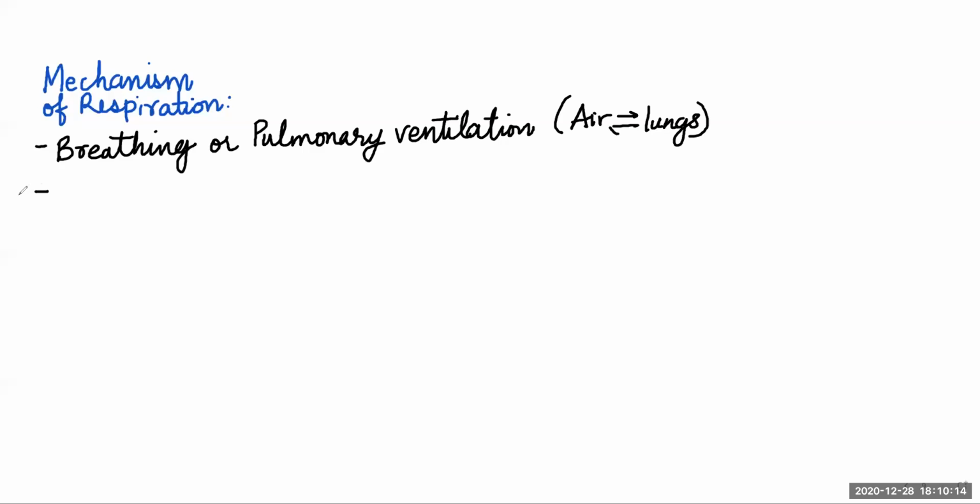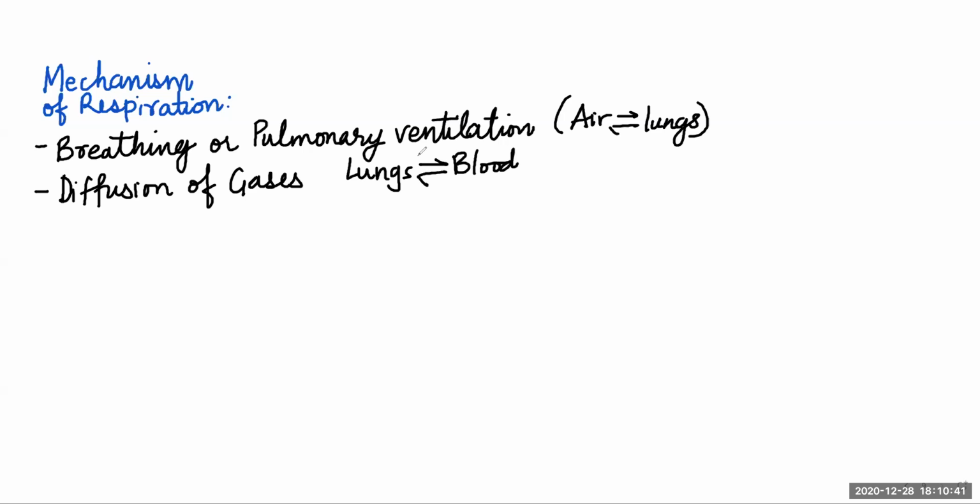After the exchange of gases between air and lungs occurs, it will go to blood. So breathing is between air and lungs. Then next we are going to have diffusion of gases. And diffusion of gases is between what? Lungs and blood. Yes, मतलब alveoli of the lungs and capillaries. इसको हमने external respiration भी बोला था.